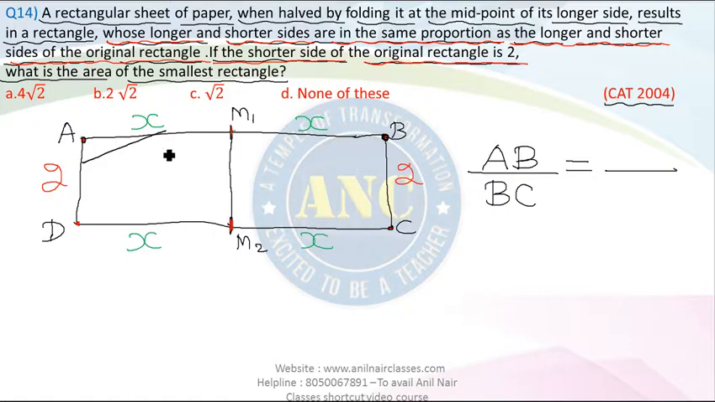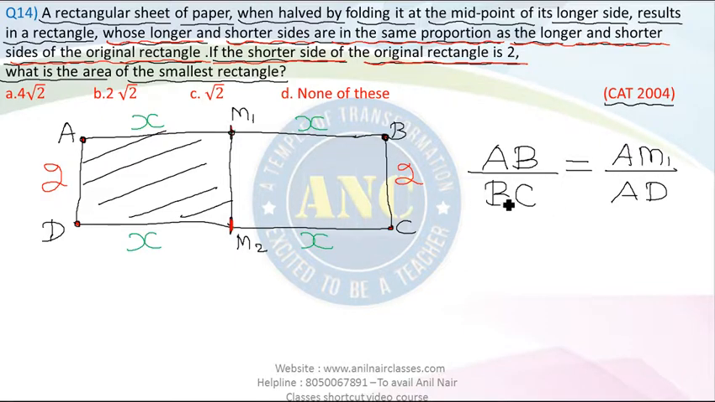Now, if I take this smaller rectangle AM1M2D, what is the longer side? Is AM1 the longer side or AD the longer side? Suppose you wrote AD as the shorter side and AM1 as the longer side. Now think logically. BC and AD are both the same, so these two will cancel off. That means you are indirectly saying that AB and AM1 are both the same. Is the entire AB the same as AM1?